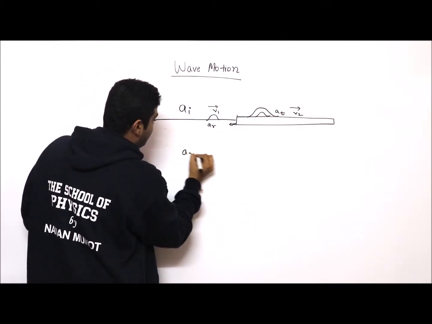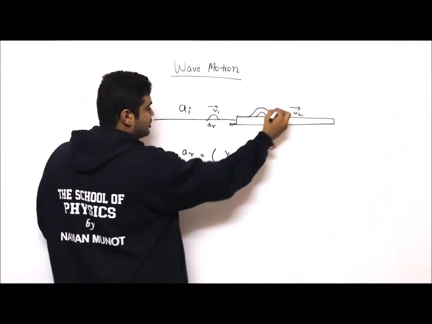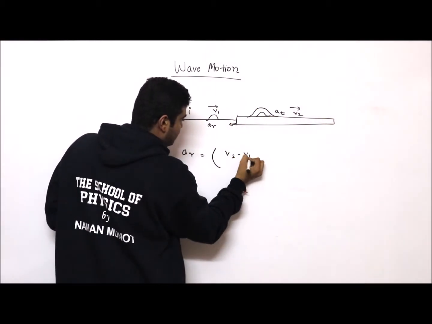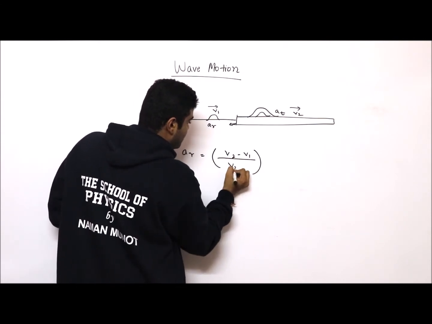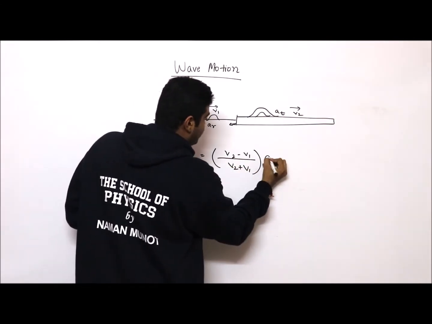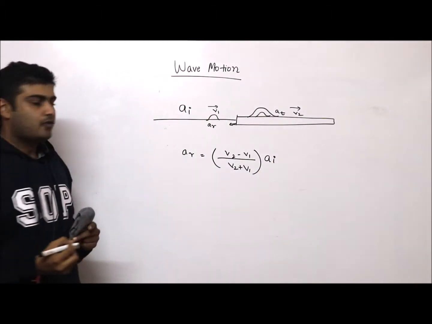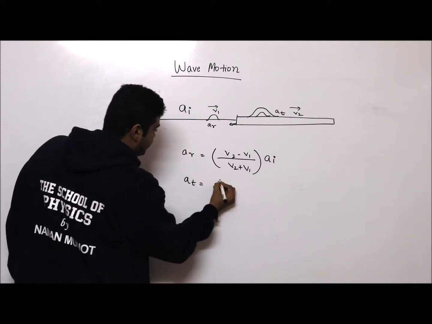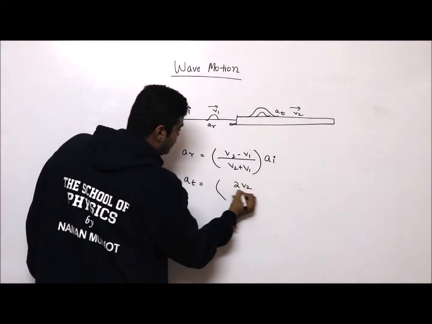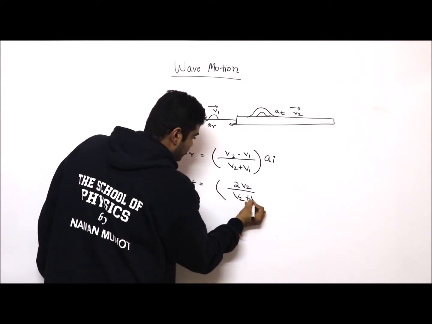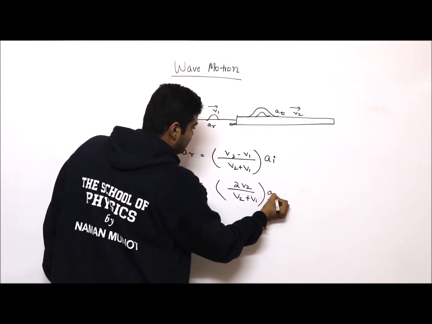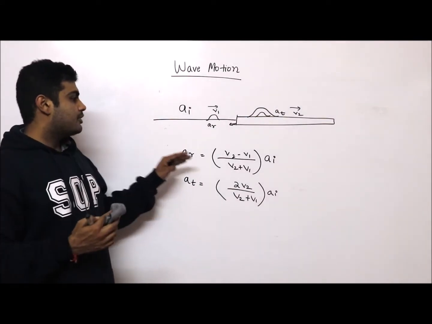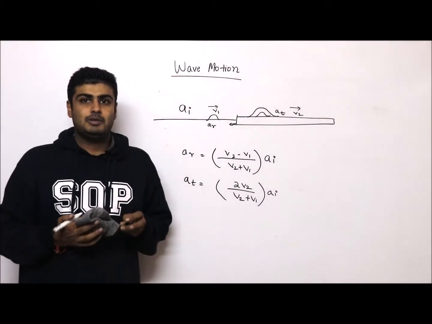So the reflected amplitude can be written as, with v2 the velocity after transmission and v1 the velocity before, (v2 minus v1) upon (v2 plus v1) into the initial amplitude. This is formula number 1. Now formula number 2: the amplitude transmitted is equal to 2 times v2 upon (v2 plus v1) into the initial amplitude. Direct questions on amplitude reflected and amplitude transmitted will be asked.